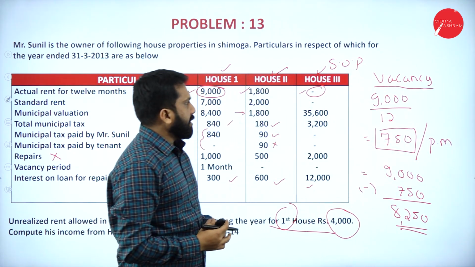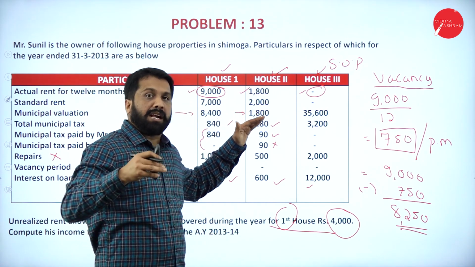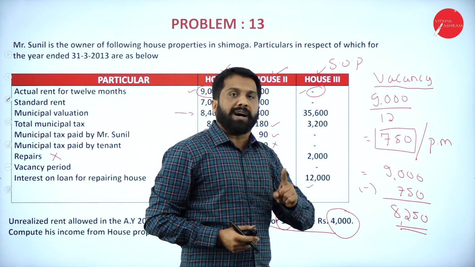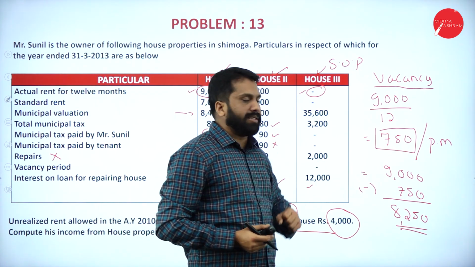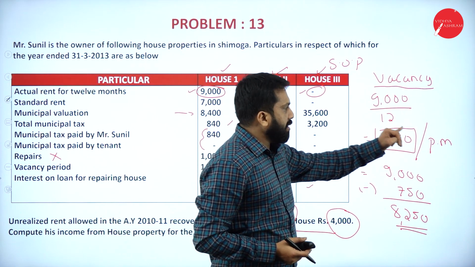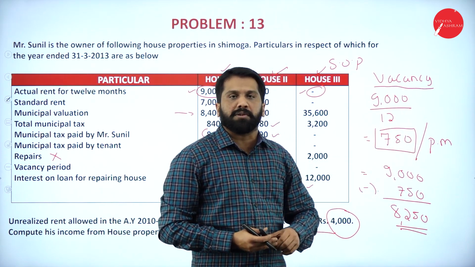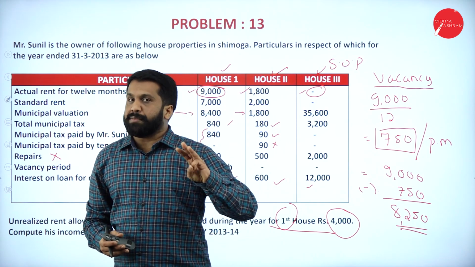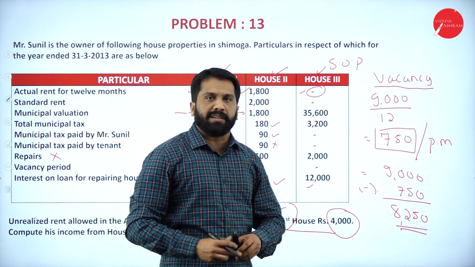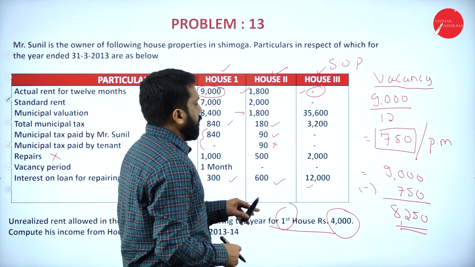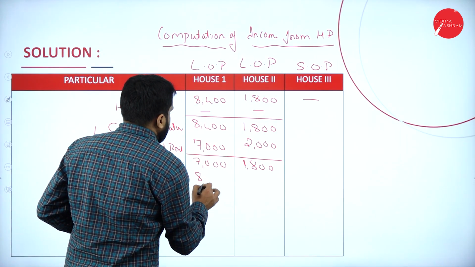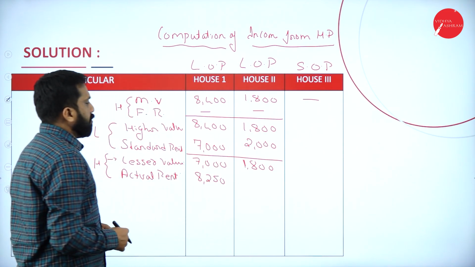The calculation for vacancy: whatever rent is given, divide by 12 and you will get the per month rent. How many months was it vacant? Only 1 month, so we have taken 9,000 minus 750. If it was 2 months vacant, then 750 into 2, 1,500 you are supposed to minus. If it was 3 months vacant, then it will be 750 into 3. Hope you are clear. Yes, good. Now, 8,250 will be your answer. Now we'll go for the last one.